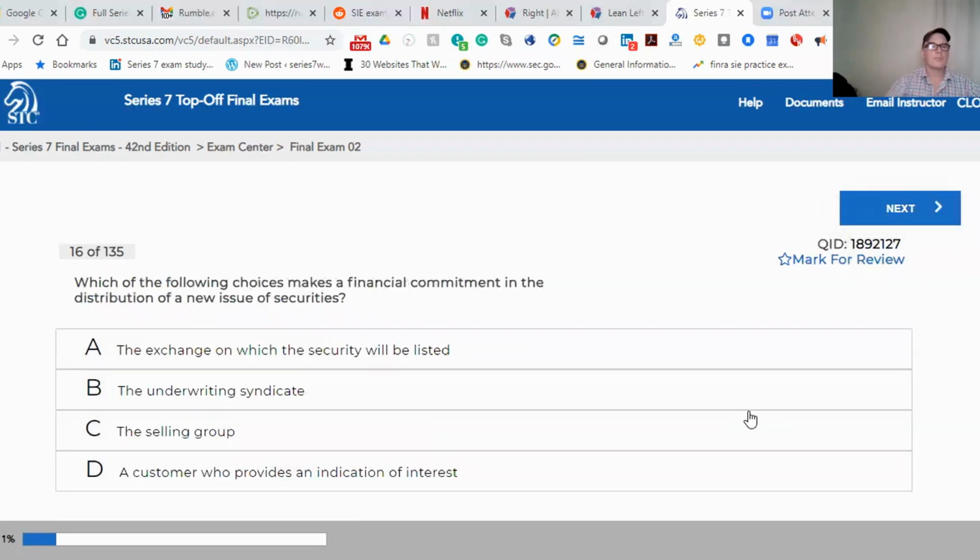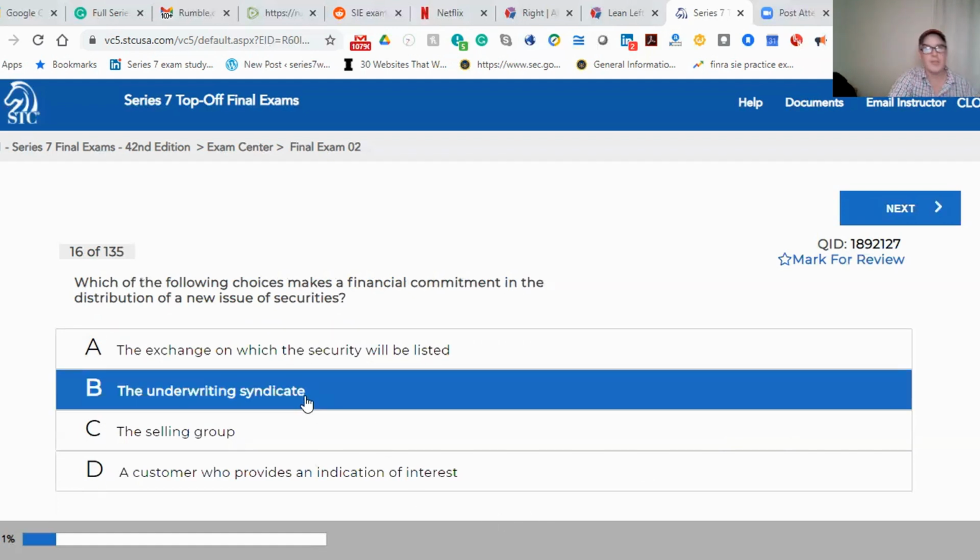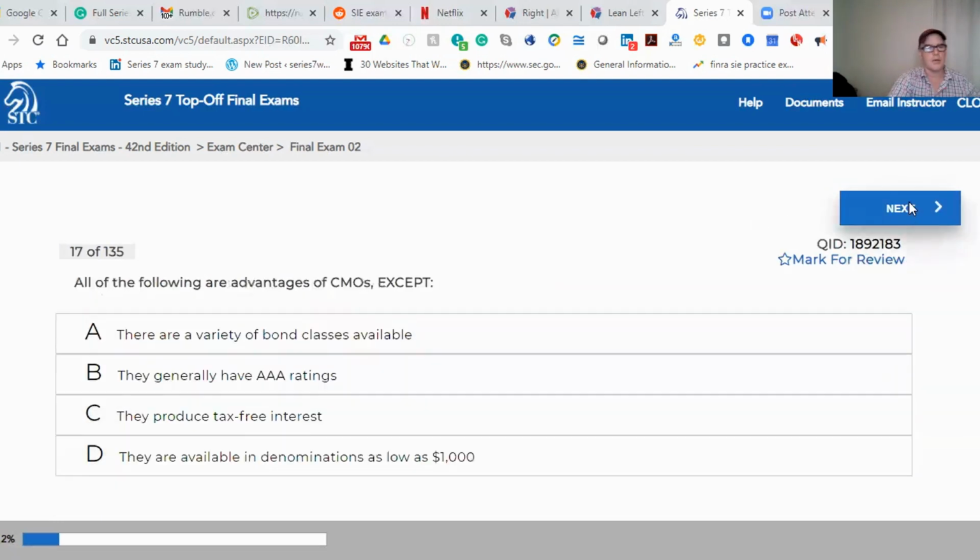Good stuff. Okay. Which of the following choices makes a financial commitment in the distribution of a new issue of securities? Okay, let's try this again. Which of the following choices makes a financial commitment in the distribution of a new issue of securities? Exchange, where it's listed? No. The underwriting syndicate will come back. The selling group? No, they have no liability. It's a bunch of guys sitting in Staten Island making phone calls. Go watch Boiler Room, okay, or watch Wolf of Wall Street. A customer? No, they don't have a commitment. So let's go with the underwriting syndicate because underwriters make the total takedown of the concession because they're taking a commitment. Boom, 16.